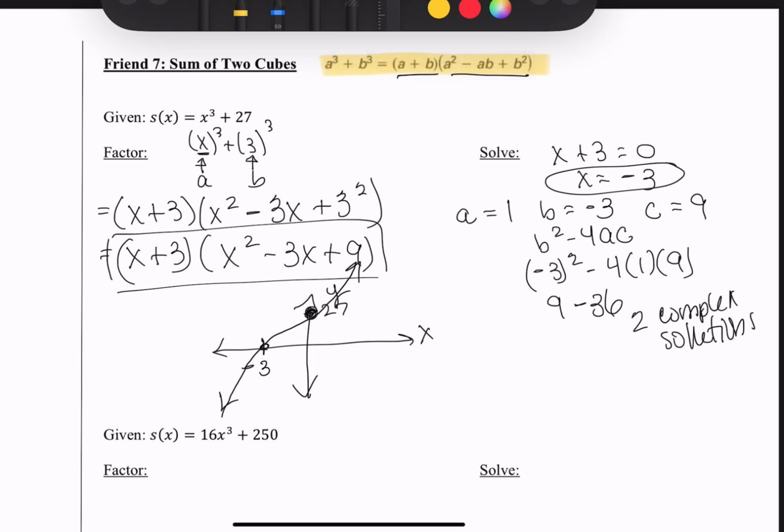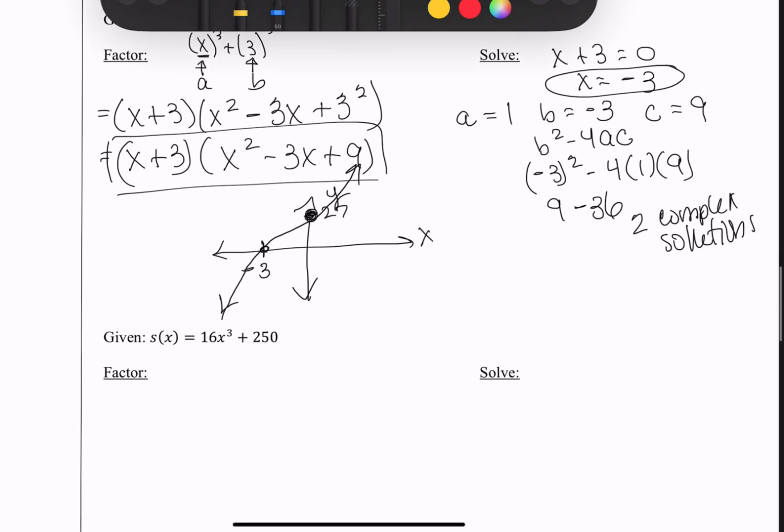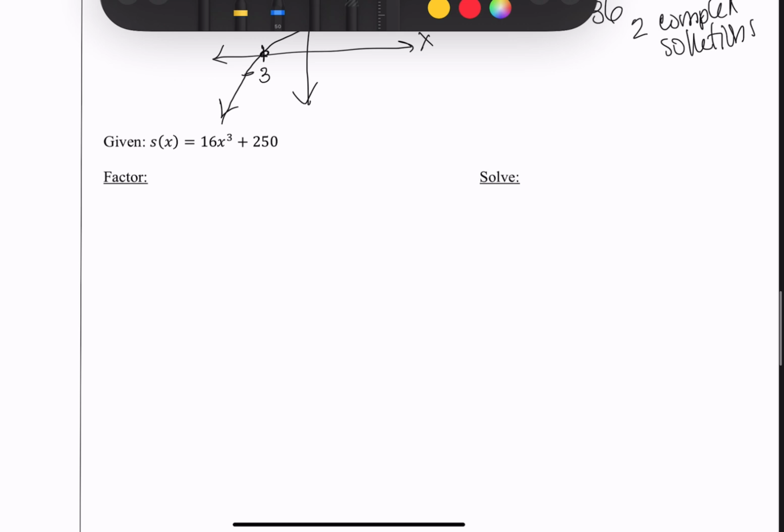Like I said, I could spend a lot more time, but right now, I understand the end behavior, I understand my root, I understand my y-intercept. Looks pretty good to me. All right, let's try this again.